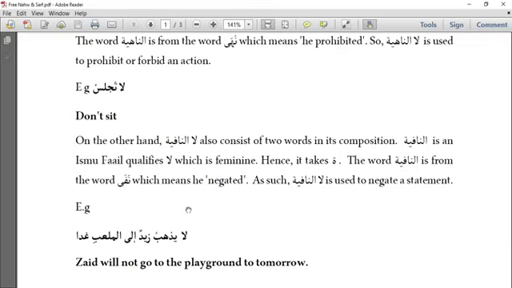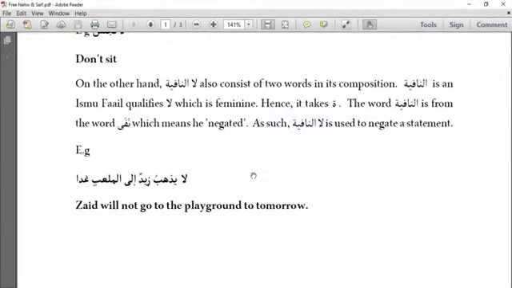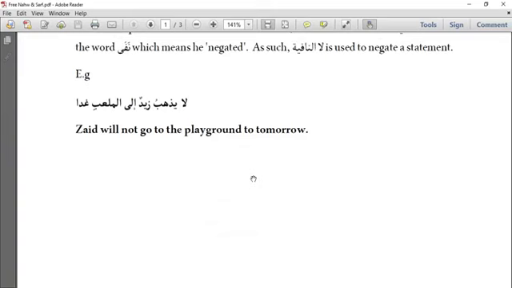For example here we say: لا يذهب زيد إلى الملعب غدا. Zaid will not go to the playground tomorrow. The positive statement would have been: يذهب زيد إلى الملعب غدا. Zaid is going to the playground tomorrow, but we want to make the sentence negative. We want to make it come in the negative form. We add La Nafia to the beginning. So it becomes La yazhabu Zaydun ila al-mal'abi gadan. Zayd will not go to the playground tomorrow. So that is what La Nafiyatu is used for.